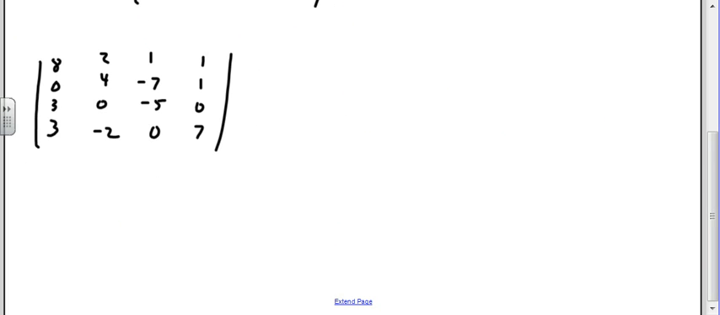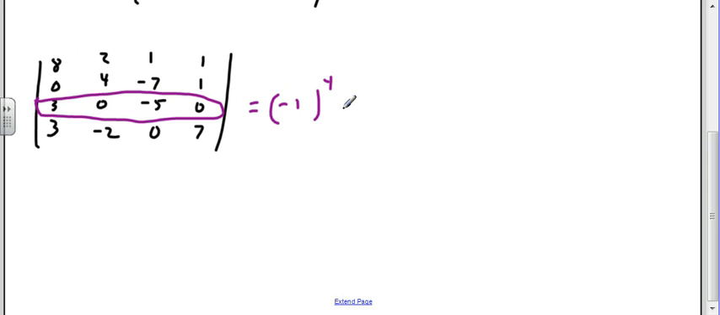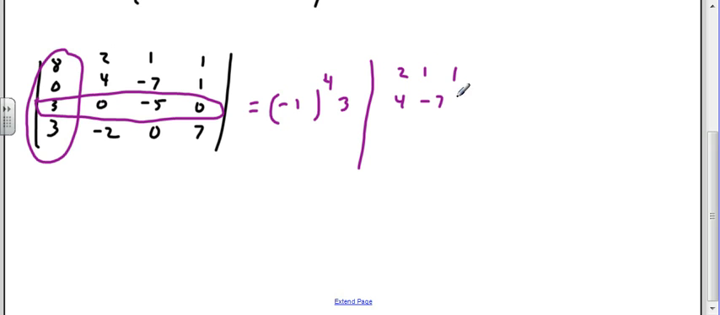So it looks like I'm going to expand him across there. That's what I'm going to do. So this is going to be minus 1 to the 4th, times 3, times what is remaining. I want to get rid of that guy. Okay, so I got 2, 1, 1, 4, minus 7, 1, minus 2, 0, 7.